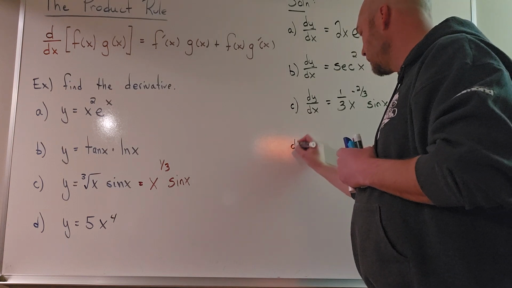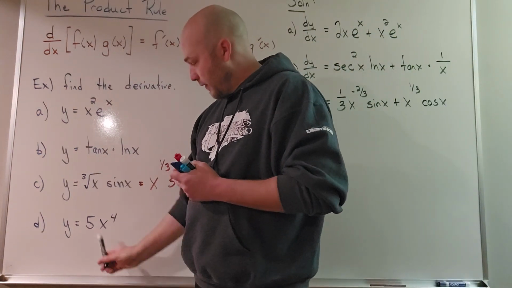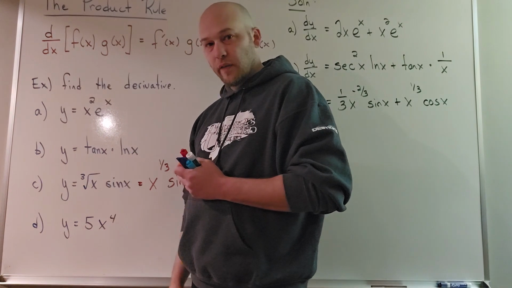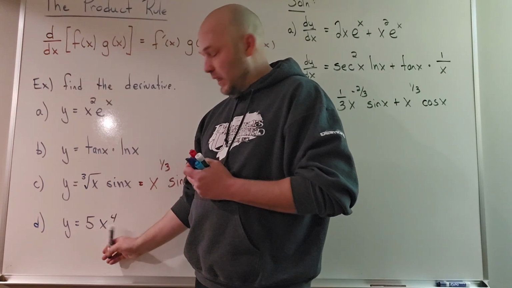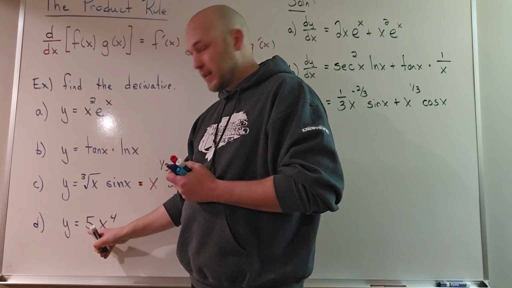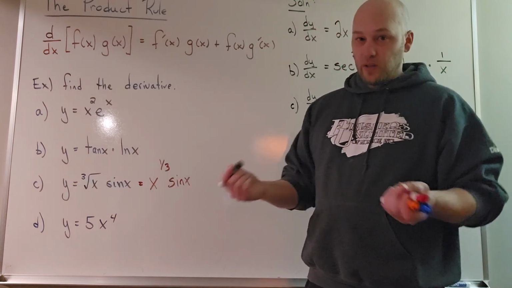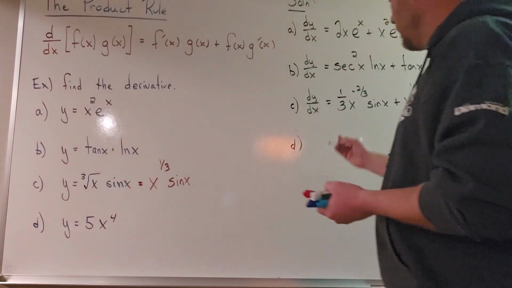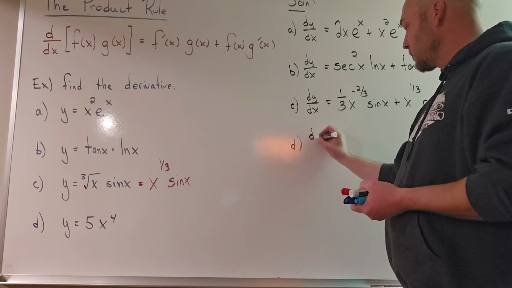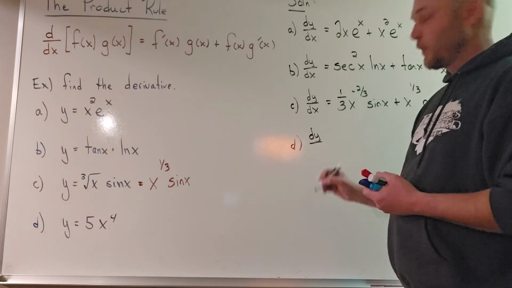Finally, part D. All right, let's look at the structure of this. What's this built of? I've got 5 multiplied by x to the 4th. Now, what's different about this one, even though there is a product between two factors, is that the first factor is a constant. So you can do this using the product rule, which let's go ahead and do it. But then we'll see why it's, I don't want to say a waste of time, I'll just say less efficient.